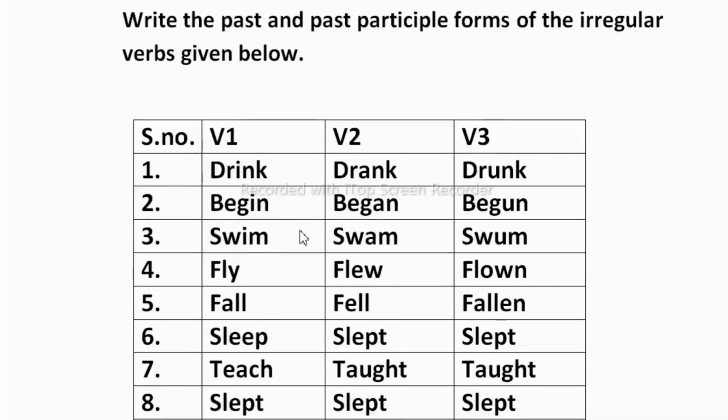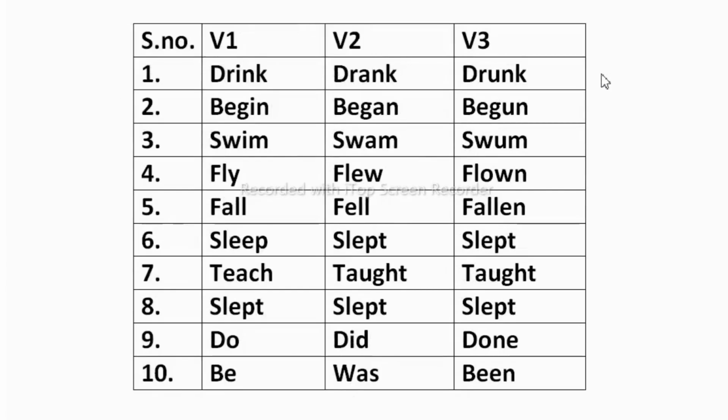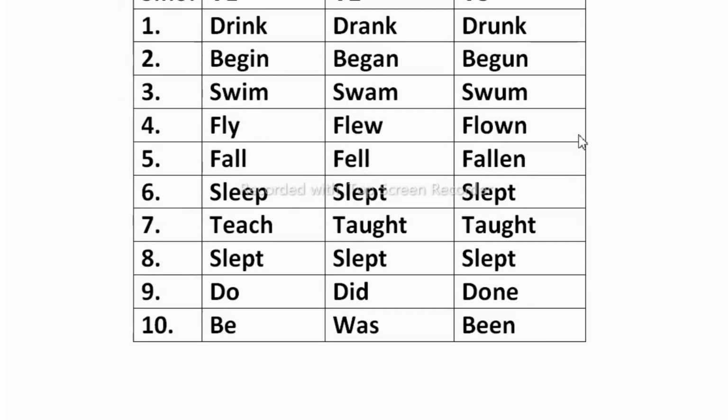And in the second exercise, we have to add the past or past participle of the irregular verb. We have already seen the regular and irregular verbs and the differences between them. So here in this exercise, V1 is given to you. You have to write V2 and V3 of the same V1: drink, drank and drunk.